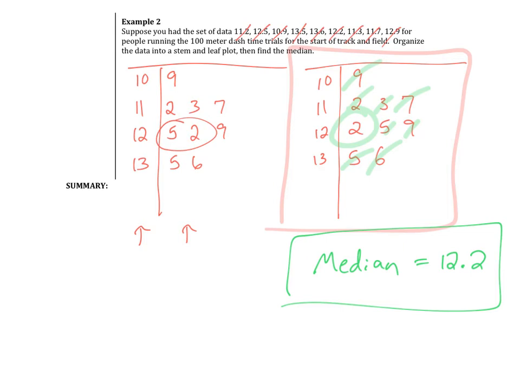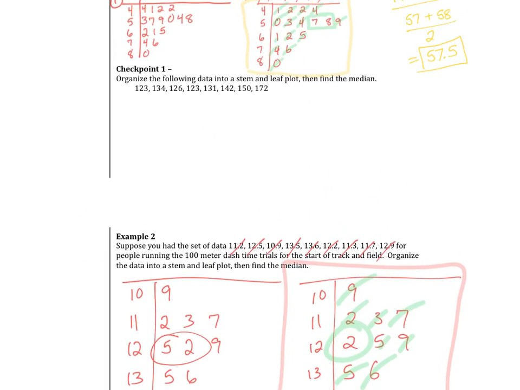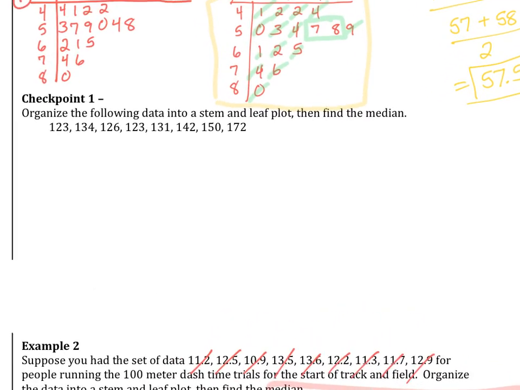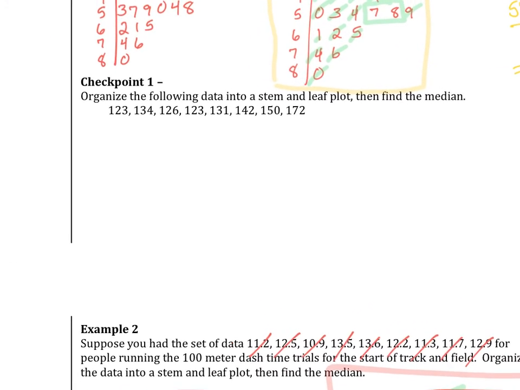And that's all we got. So that's how we do a stem and leaf plot. If you feel good about it, you can stop the video and go on to the homework. I'm going to go back and just show the checkpoint, just so if anyone wants to see another example, I'll have one right here. Okay?